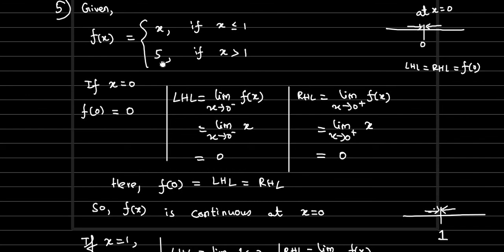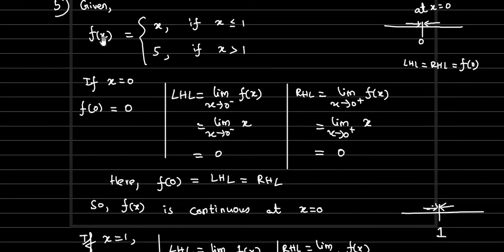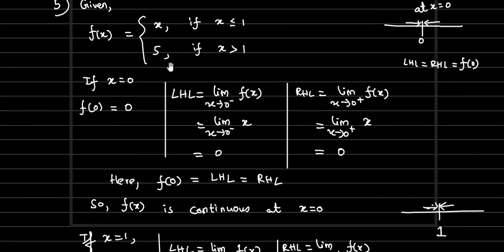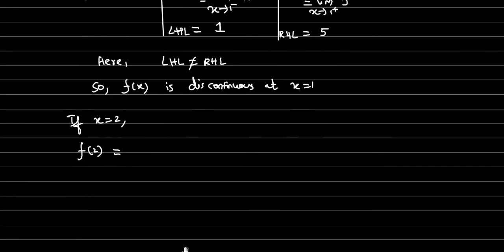So f of x equal to 5 is what? A constant function. Whatever input we give, the result is the same. So f of 2 is what? 5. Now the left hand limit.